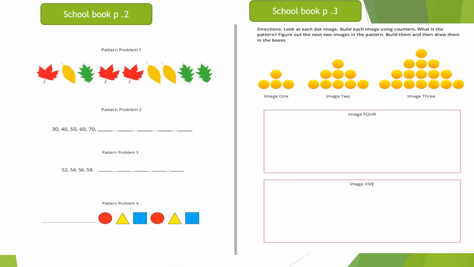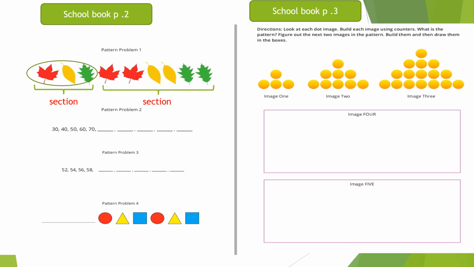Now let's practice on our math book. Lesson 1, the connect part is for applying. We have some leaves: red, yellow, green, red, red, yellow, yellow, green, green. What should be the next section? Remember, the first section is red, yellow, green. The next section is red, red, yellow, yellow, green, green.